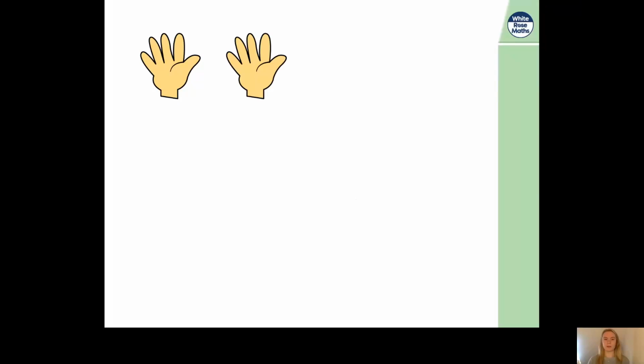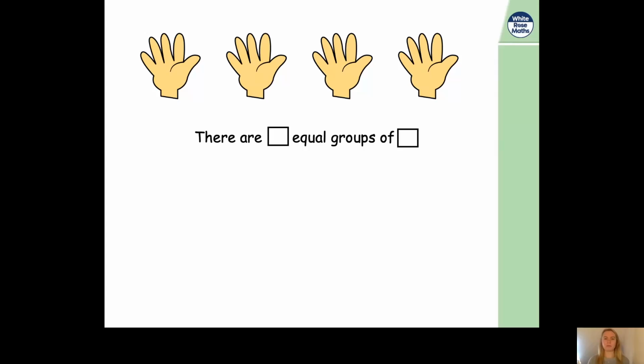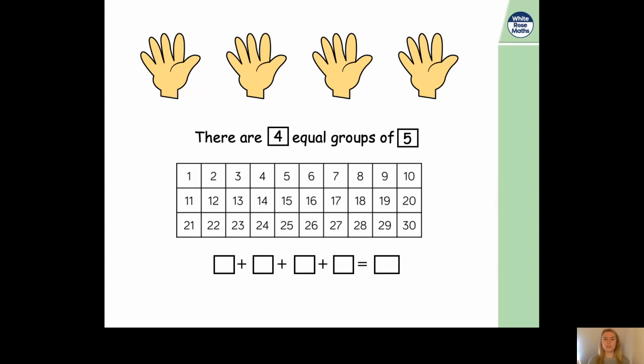Fantastic, well done. Now, with the next one, we need to count how many fingers there are in total. Okay, so how many equal groups are there? Well, how many hands are there? There's one, two, three, four hands. So there's four equal groups. Now, how many are on each hand? Well, we know that there's five, isn't there? So we've got four equal groups of five. Now, can you write your number sentence for these equal groups? And use the 100 square to help. Remember, we have one of these in class. Okay, so pause the video now and have a go.